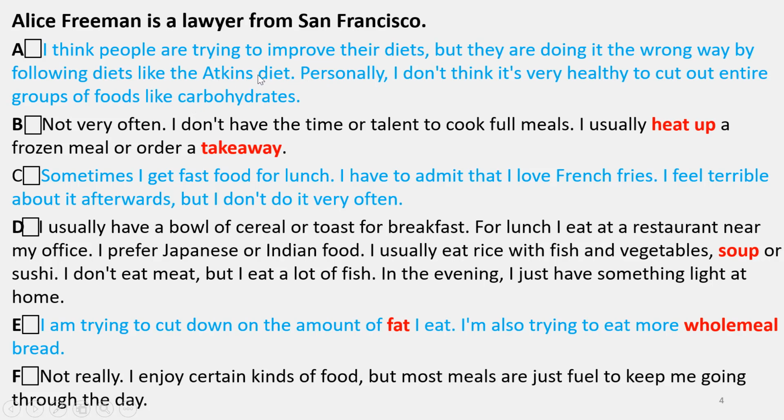The Atkins diet is a kind of diet where you reduce or do not eat food containing carbohydrates, such as rice. Because rice contains a lot of carbohydrates, right? And other foods containing a lot of sugar, you will absolutely discard from your diet. Personally, I don't think it's very healthy to cut out entire groups of foods like carbohydrates.